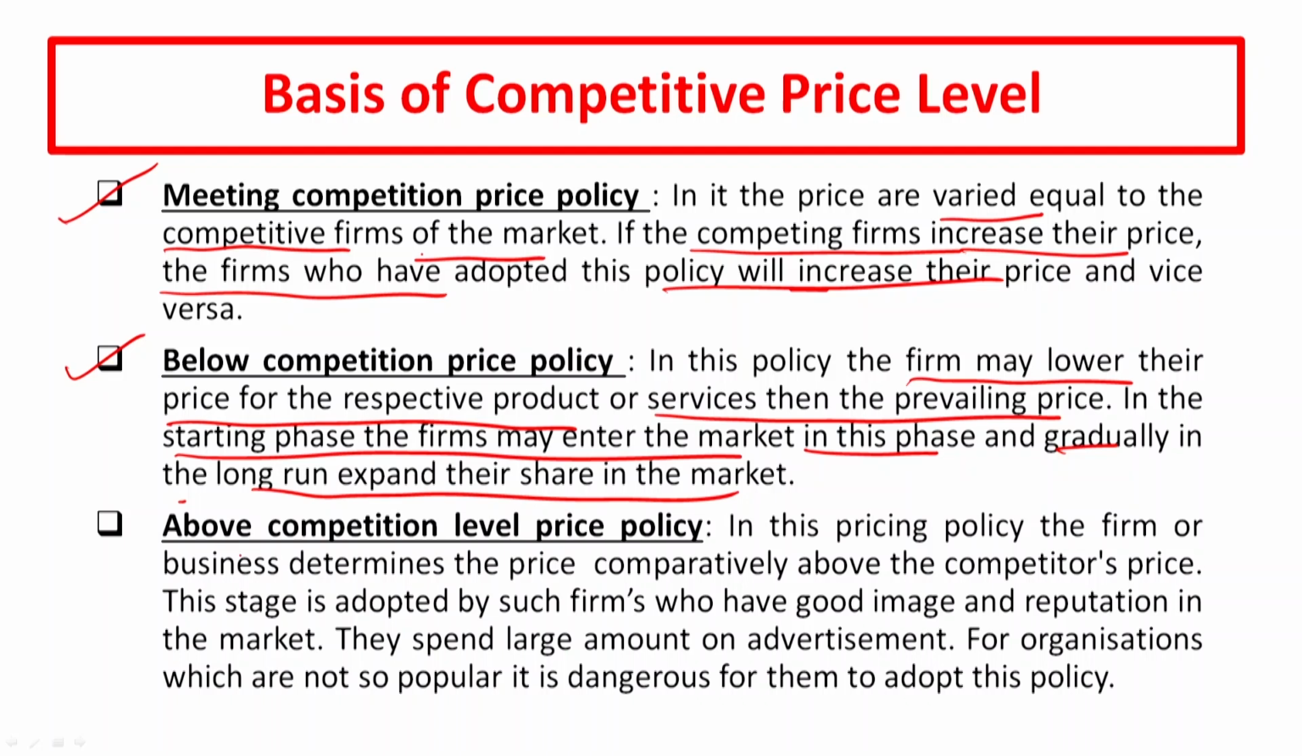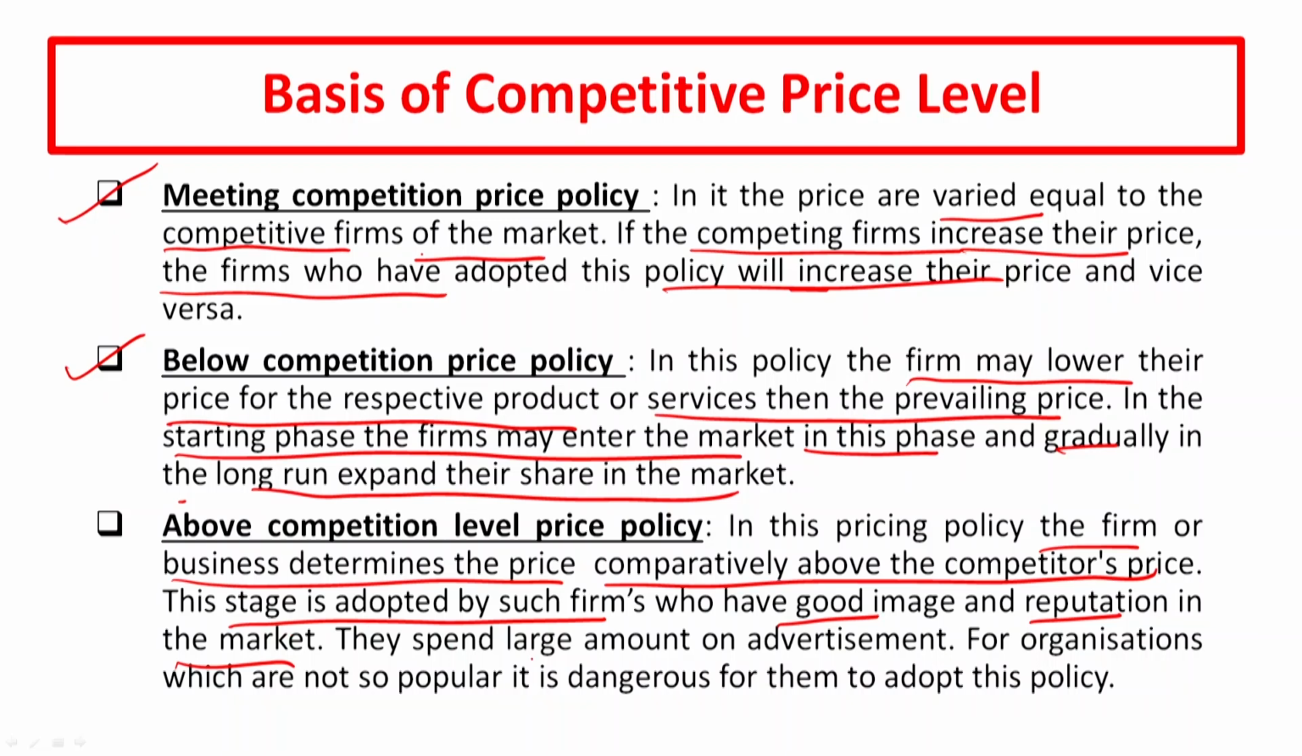And the third one, above competition level price policy. In this price policy, the firm or the business determines the price comparatively above the competitor price. This stage is adopted by such firms or companies who have good image or reputation in the market, which means you are normally keeping your price above the competitor's price, and this is basically done by those companies who have good image or reputation in the market.